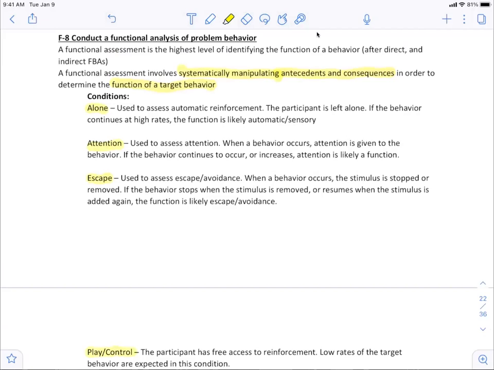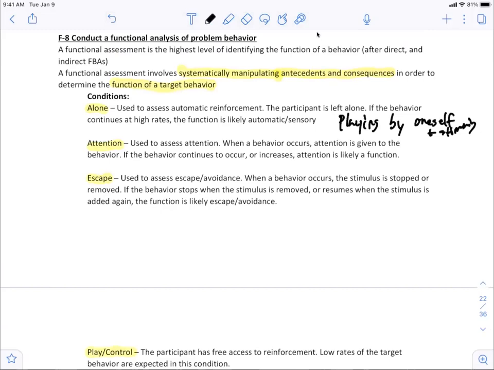What are our conditions? Alone condition, used to assess automatic reinforcement. The participant is left alone. If behavior continues at high rates, the function is likely automatic sensory. So think playing by one's self plus stimming. Okay, I'm sure you've all seen that with your clients when they're off by themselves with their preferred item, no task demands, no nothing, and they're stimming. That's what we would call what? Automatic reinforcement. That's the alone condition. The participant is left alone with everything available to them. If behavior continues, function is likely automatic sensory.